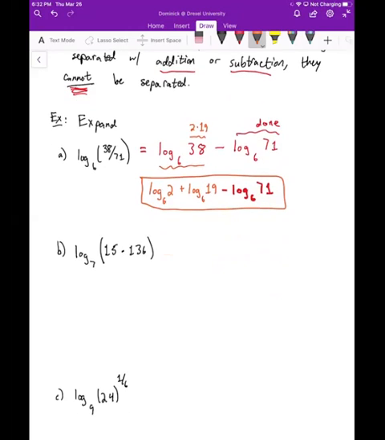Okay, let's look at another one. So in part B, we see right away that we have multiplication. So we could say this is log base 7 of 15 plus log base 7 of 136. Now, of course, 15 we can think of as 3 times 5. So we can think of this expression as log base 7 of 3 plus log base 7 of 5.